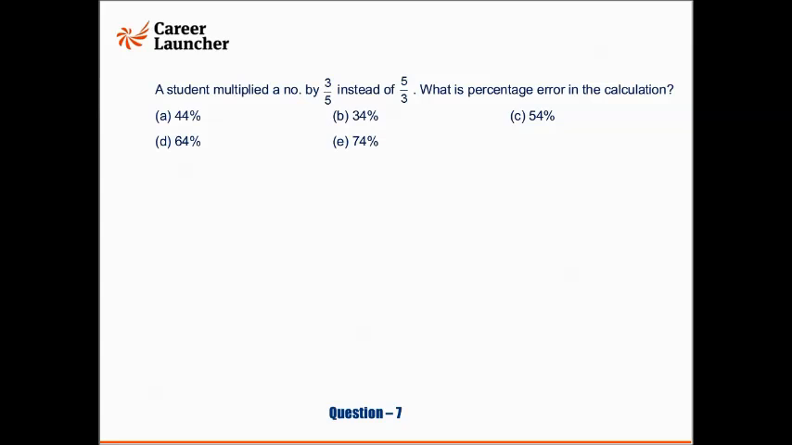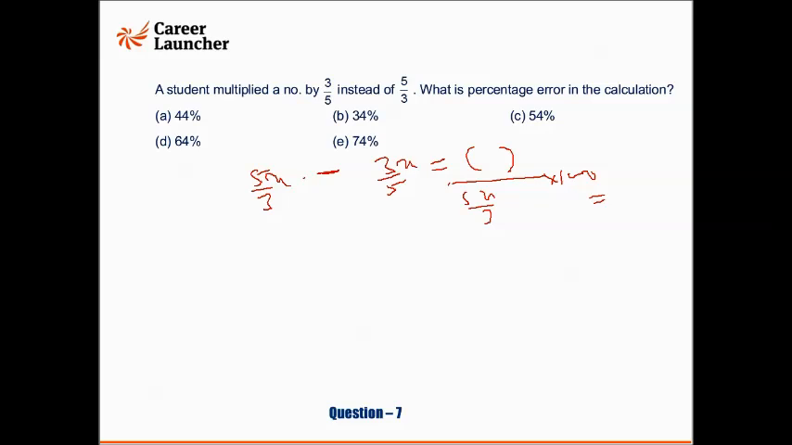Next question. A student multiplied a number by 3 by 5 instead of 5 by 3. What is percentage error in the calculation? See, generally what students do, they first consider a number as x, and then they multiply 5 by 3 by x, and then this will be 3 by 5x, and they subtract it, whatever value they get, they divide this with the initial value, that is 5x by 3 and 100. So that is going to be tricky, right?